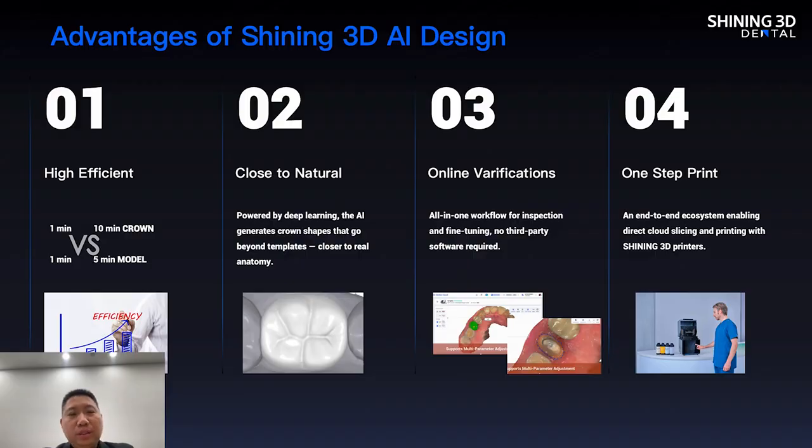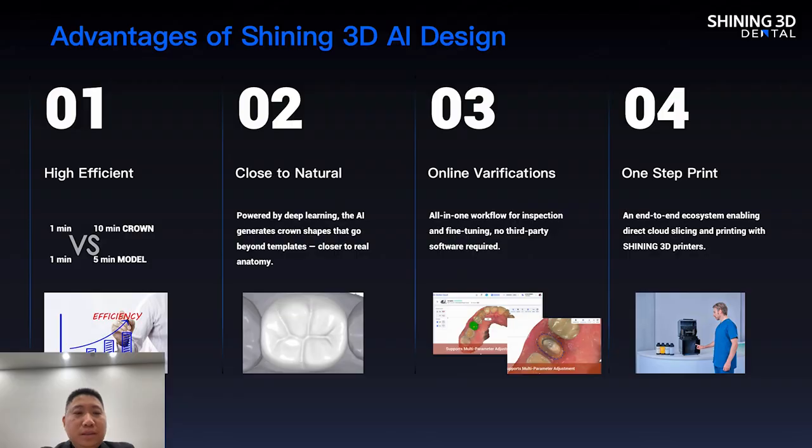Second, Shining 3D AI is powered by deep learning and neural networking. The AI generates crown shapes that go beyond the templates. It's more natural because we use a massive amount of design cases to train it. So when it's generating the crown, it refers to the real condition, and the more we use it, the smarter it will be.